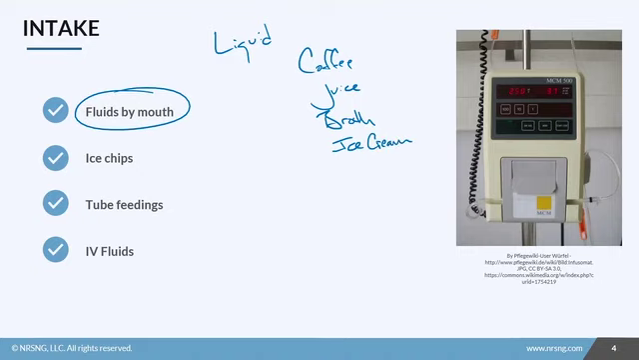What you want to be thinking about when you're documenting and looking at intake is the amount. Coffee usually has about 180 to 200 mL per serving or per cup. Juice has about 120. So if you ask your patient how many juices they had and they say 2, you could say, hey, 120 times 2, so they had 240 mL. Those things contribute to their overall fluid intake.